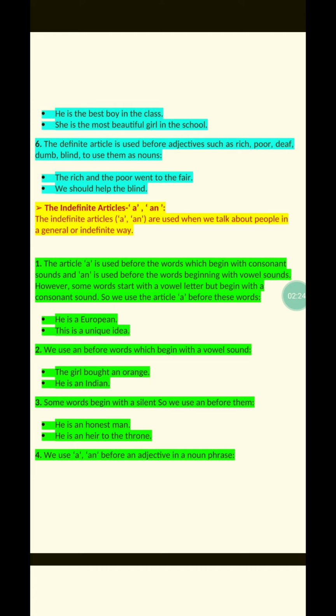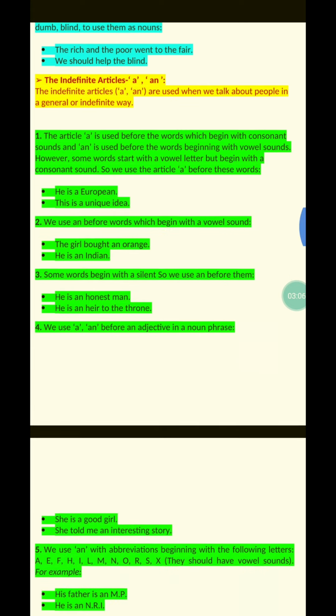Next is the indefinite articles, that is a or an. The indefinite articles a or an are used when we talk about people in a general or indefinite way. The article a is used before the words which begin with consonant sounds, and an is used before the words beginning with vowel sounds. However, some words start with a vowel letter but begin with a consonant sound. So we use the article a before these words. Example, he is a European. Children, in European, you can feel the articulation of Y-O-U, you, when you pronounce the word.